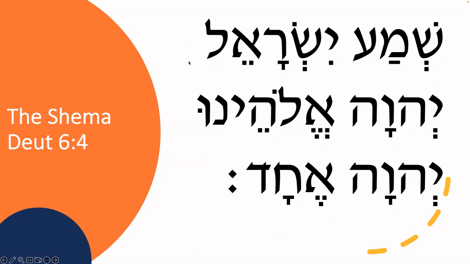Shema Israel, Adonai Eloheinu, Adonai Echad. All right. Very close. We'll just do a couple little corrections. Okay. So Shema, perfect. Yisrael. Adonai Eloheinu. And then you got the last one right. Adonai Echad. Very good. And what does it mean?